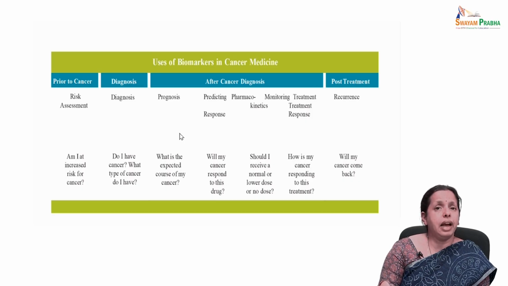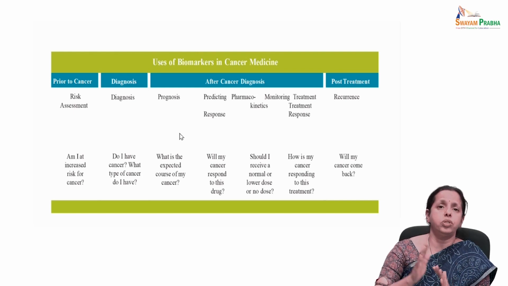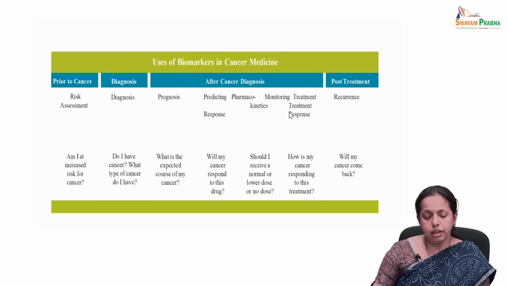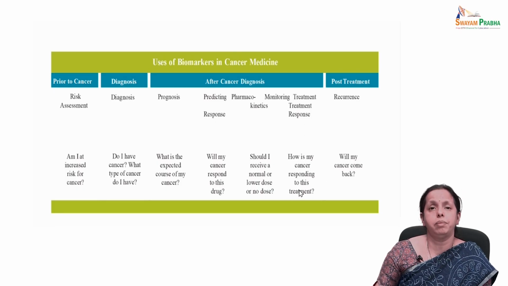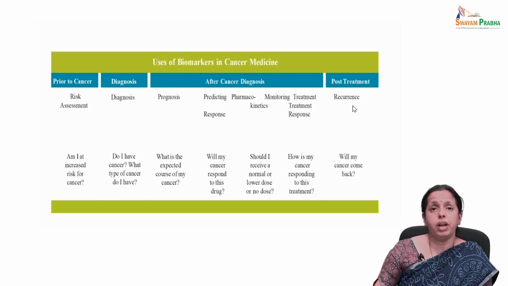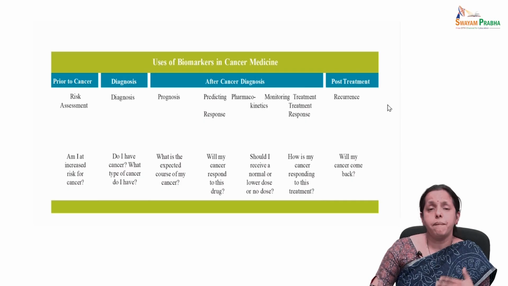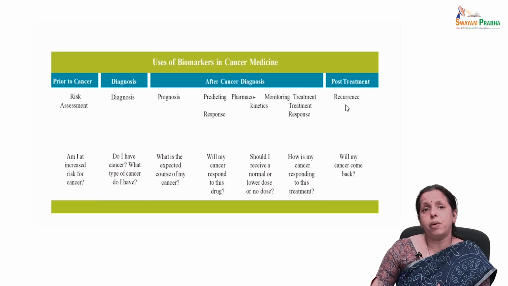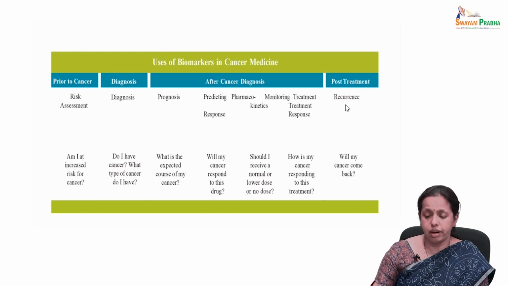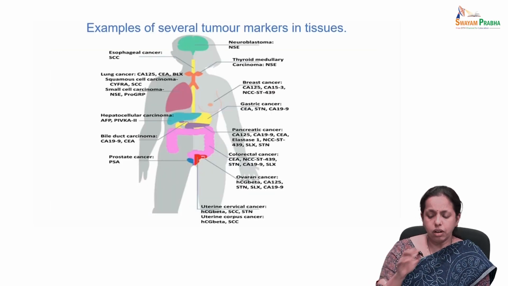Yes. Importantly, we can also use pharmacokinetics: should they receive the normal dose or should they use a higher dose? And then monitoring treatment response: how is this cancer responding to the given treatment? Now post treatment, you have several biomarkers for recurrence. Suppose this particular patient is positive for a certain set of genes, especially in leukemia and other hematological cancers, then there is a very high chance of relapse or recurrence. Now coming back to your examples.